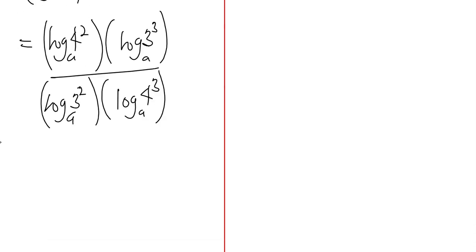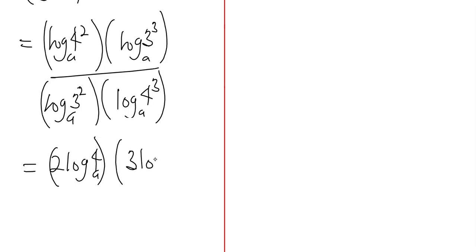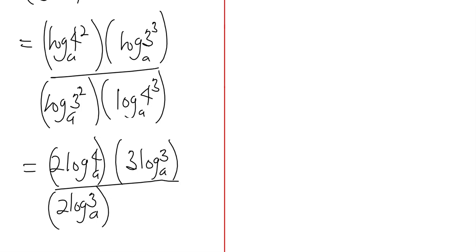So we are going to apply that here, and at this point log 4 exponent 2 base a can be expressed as 2 logarithm of 4 base a, and then we have here 3 log 3 base a. When we come to the denominator part, log 3 exponent 2 base a can be written as 2 log 3 base a multiplied by 3 log 4 base a.